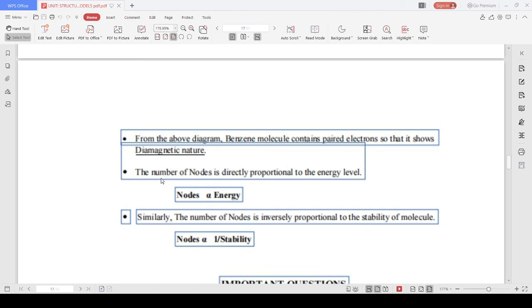The number of nodes is directly proportional to the energy level. Similarly, the number of nodes is inversely proportional to the stability of the molecule: nodes is proportional to 1 by stability.